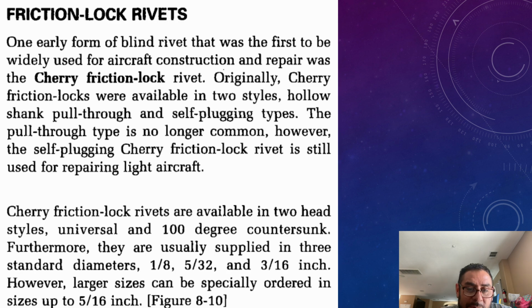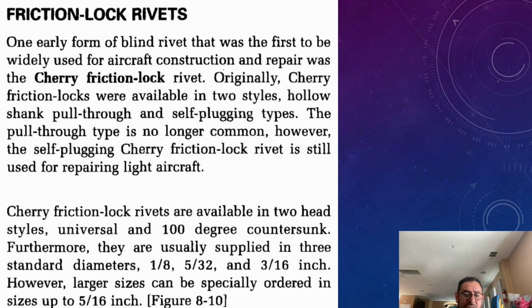Friction lock rivets, another one that's very common. One early form of blind rivets that was the first to be widely used for aircraft construction and repair was the Cherry friction lock rivet. Originally, Cherry friction lock rivets were available in two styles: hollow shank pull-through and self-plugging types. The pull-through type is no longer common. However, the self-plugging Cherry friction lock rivet is still used for repairing light aircraft.